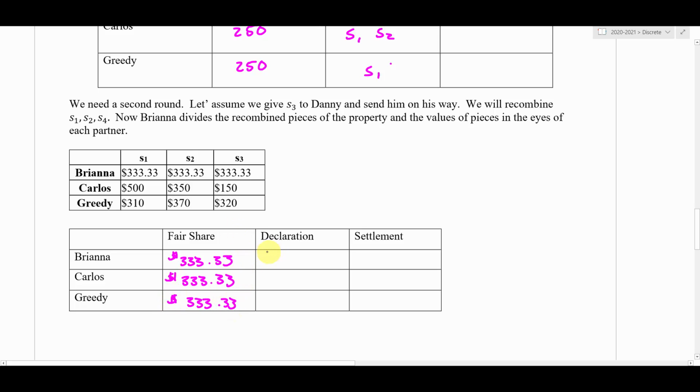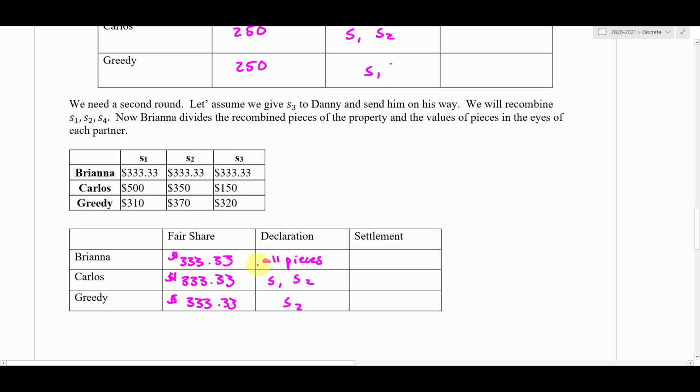There we go. And then we go through and we figure out which pieces they would be happy with. That's what it means to make a declaration. So Brianna would be happy with all pieces. Carlos would be happy with piece 1 and piece 2. And Greedy would only be happy with piece 2.